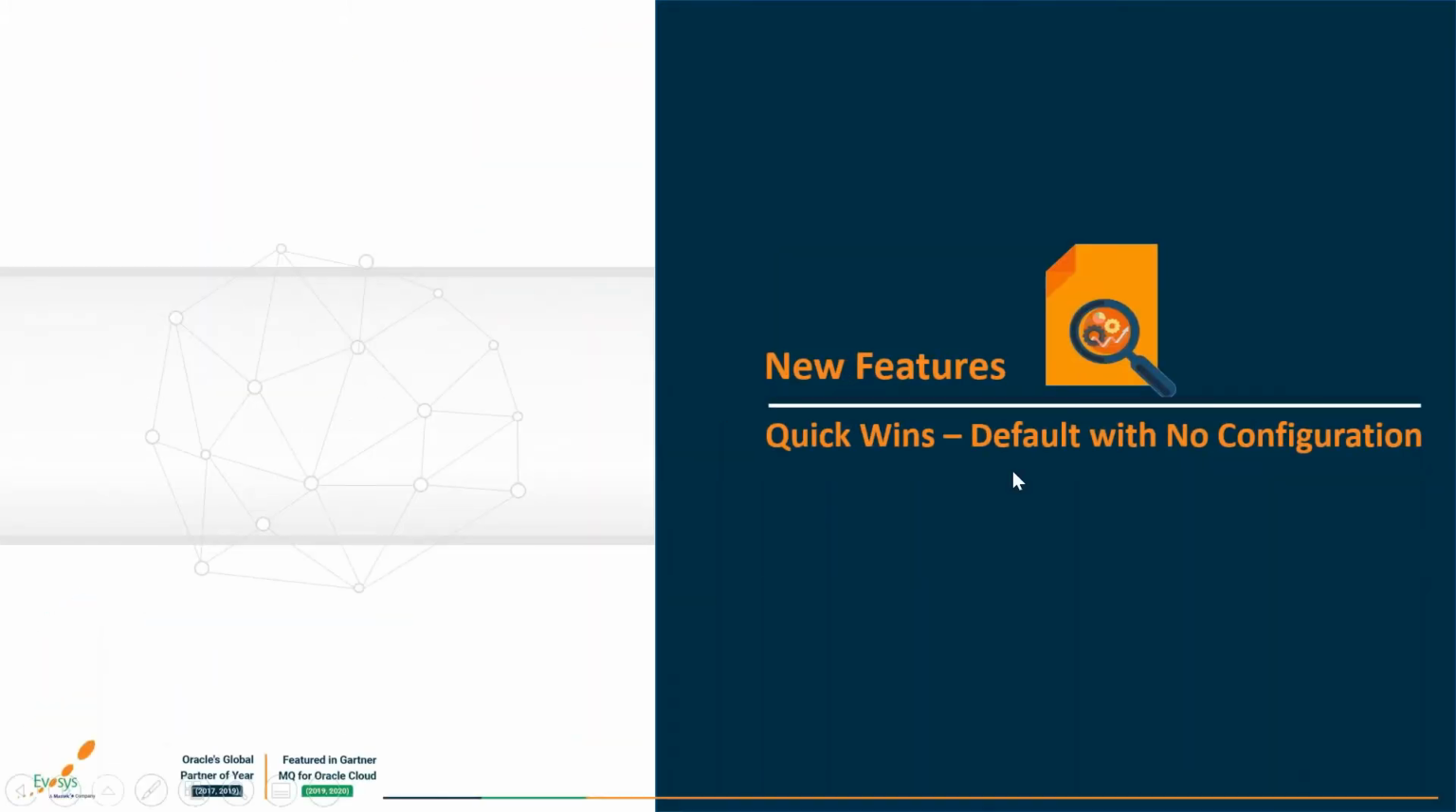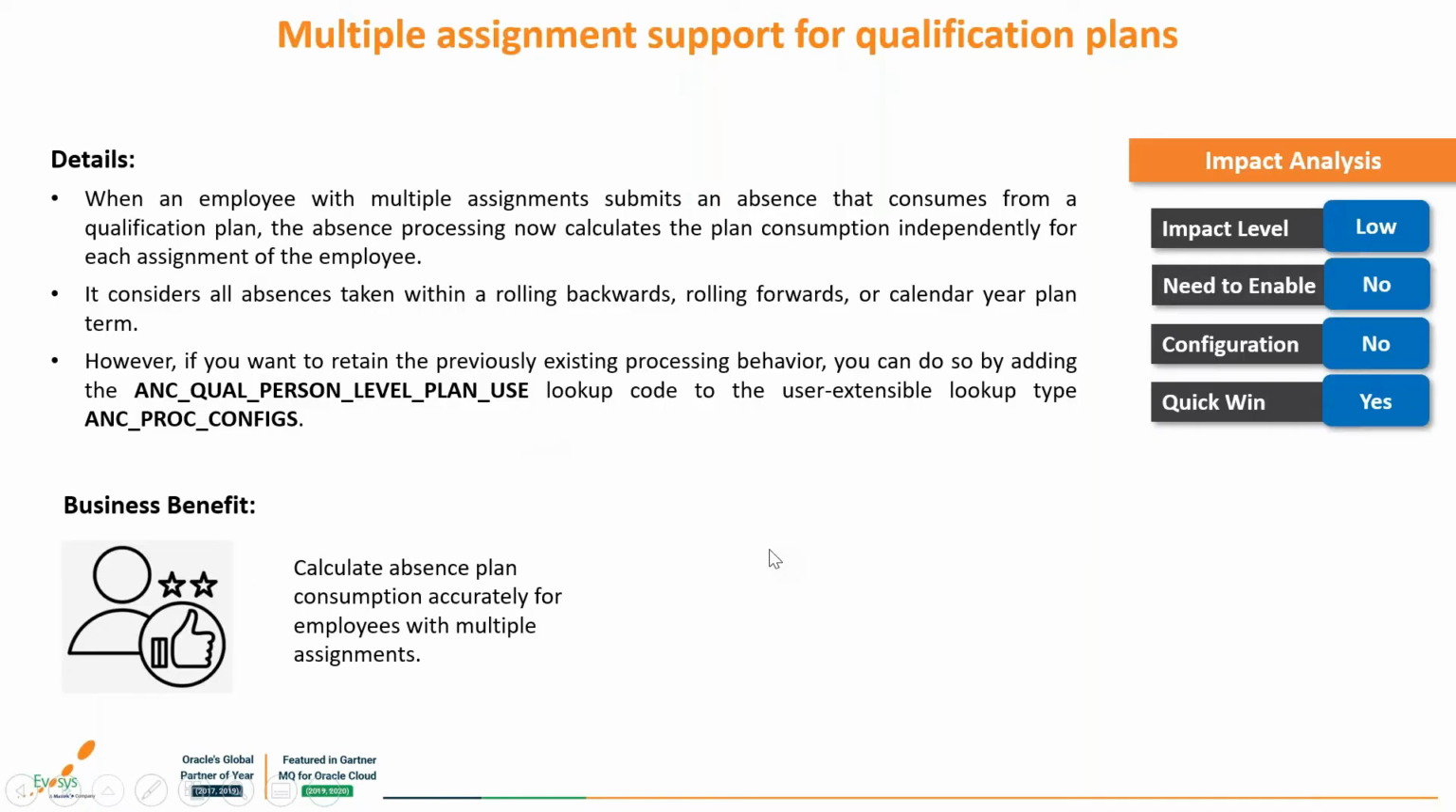First, we'll begin with quick wins that require no additional configuration. The first feature we have is multiple assignment support for qualification plans. This feature will enable consumption of entitlements separately for the different assignments of the employee. So let's say the first assignment is eligible for 10 days of paid leave and the second for only 5 days. We will be able to fulfill this requirement in the system post the upgrade.